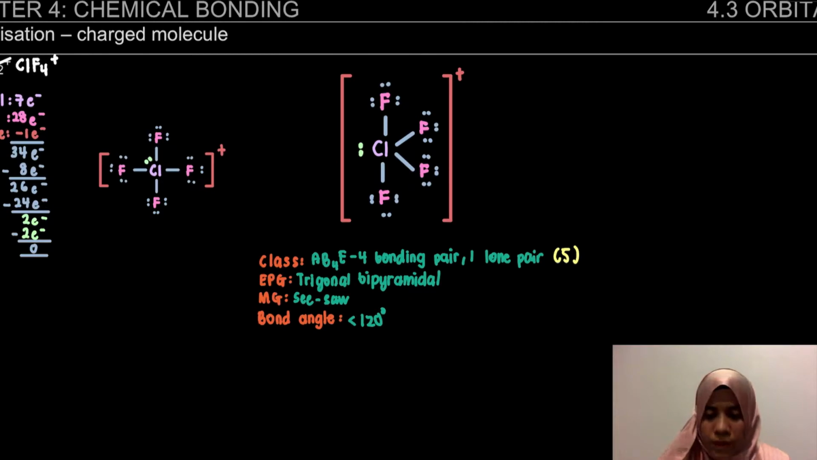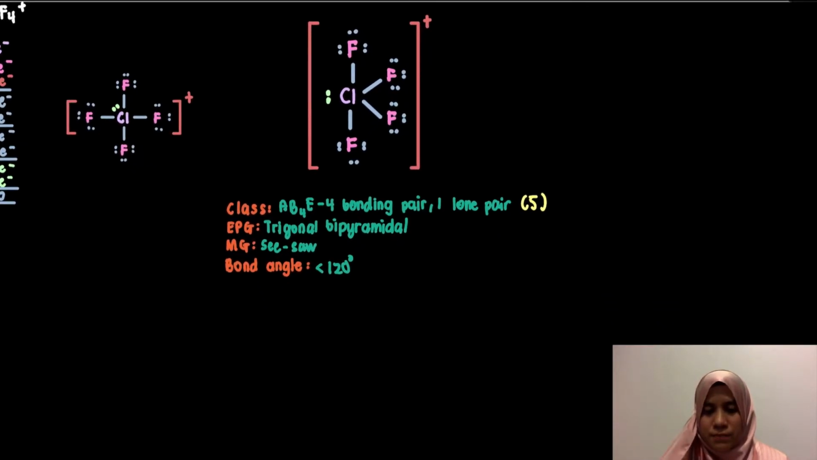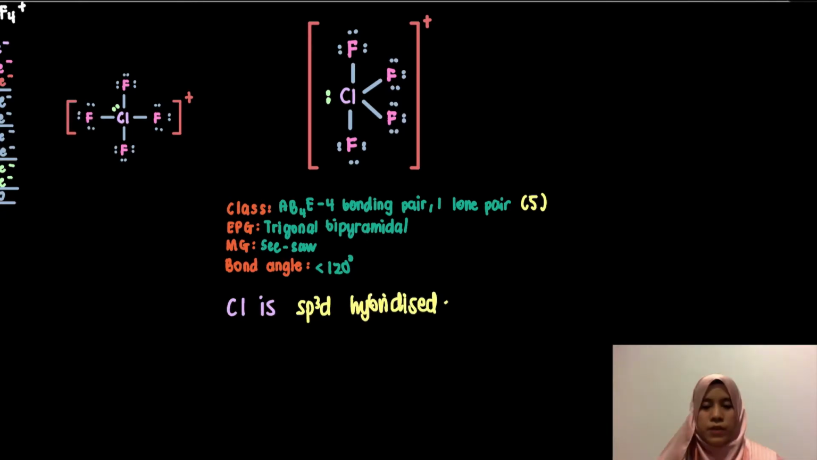Okay, so from here when it is 5, what will be the hybridization? So kalau 5, okay, 1 S, 3P, so baru 4. So kalau 5 lagi 1D. So, sp3d, 1s, 3p plus 1d, total 5. So, dia adalah sp3d hybridized. So, that will be my hybridization.